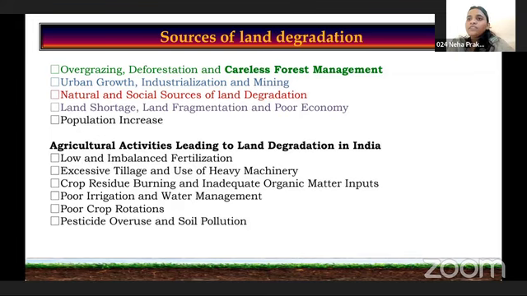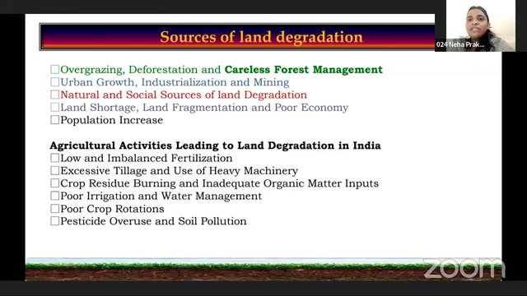We are not testing our soil for what quantity of nitrogen and what quantity of phosphorus is required for our crop. We are not testing our soil before application of that fertilizer. We are randomly applying some quantity of fertilizer to the particular crop. So this low and imbalanced fertilization, or heavy doses of fertilization in the soil, lead to toxic formation.